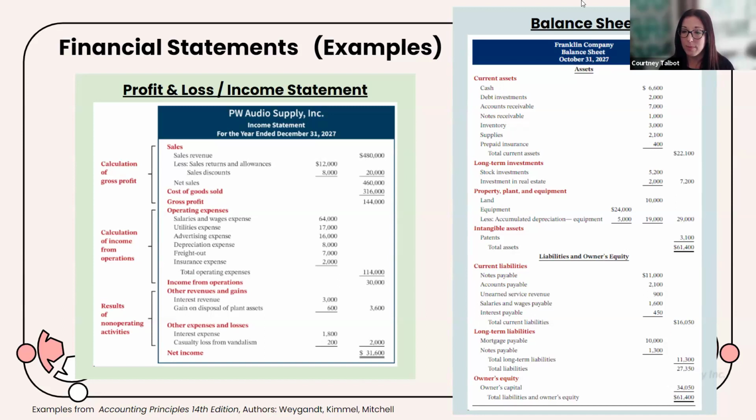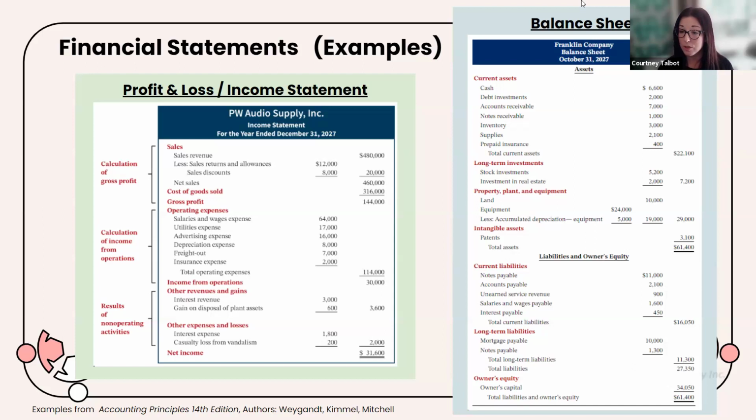Then the next section of the balance sheet is where those liabilities and the equity comes in. It's important to note that a balance sheet must always balance. You're balancing the assets, so in this example, that's $61,400, with the total of liabilities plus owner's equity. And notice at the bottom, that also equals $61,400. It's very important that those pieces match. The balance sheet must balance.